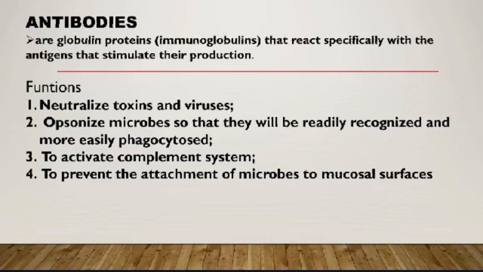The most important functions of antibodies are, first, to neutralize toxins and viruses; second, to opsonize microbes so that they will be readily recognized and more easily phagocytized. When we say opsonize, it is an immune process by which opsonins are used to tag foreign pathogens for elimination by phagocytes. Third, to activate the complement system. The complement system is the frontline defense of the immune system which cleans up damaged cells and helps the body heal after an injury or an infection. Fourth, to prevent the attachment of microbes to mucosal surfaces.